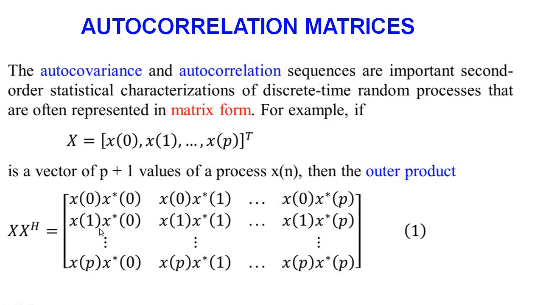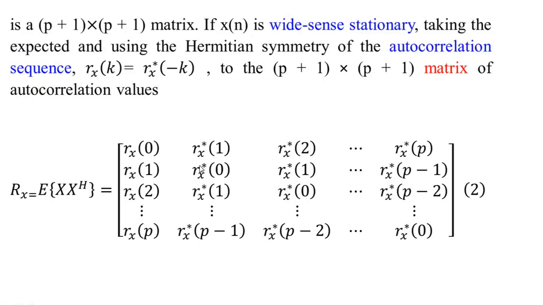In the same way, the expectation of x of 0 into conjugate of x of 1 gives conjugate of Rx of 1, and then conjugate of Rx of 2, and so on. The next row is Rx of 1, Rx of 0, conjugate of Rx of 1, and so on, up to Rx of p minus 1. Here Rx of 0 equals conjugate of Rx of 0, and here also it is Rx of 0, and here also it is Rx of 0. So if you see, the diagonal will be the same. In the same way, the other diagonals also will be the same.